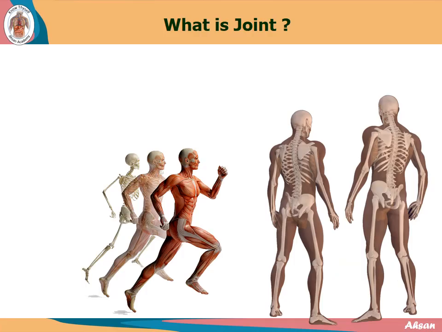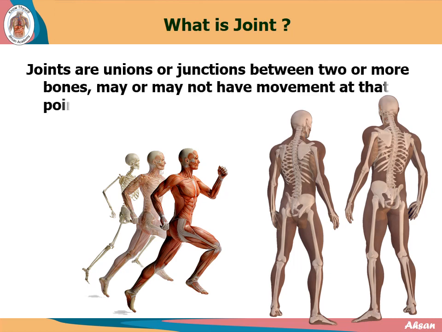What is actually a joint? A joint is actually the union of two or more bones. They will be articulated in such a way that they may be bending at that point, may be possible or may not be. So what are the other names of the joints? It's the arthrosis or articulation.